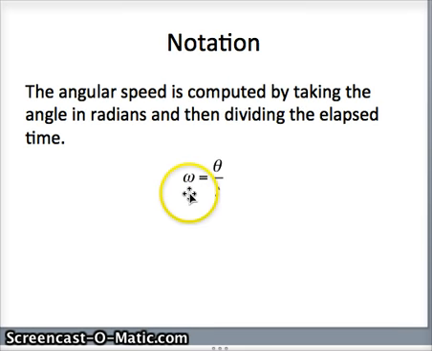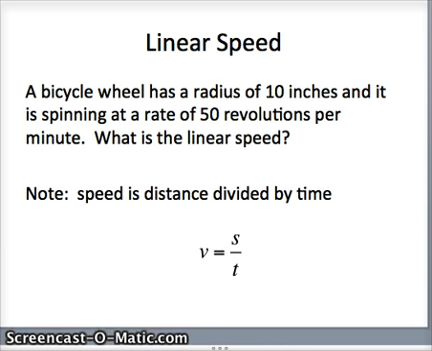So we use this notation for angular speed. This little omega, which looks kind of like a W, is the angle in radians divided by the elapsed time, which is what we did in the previous example. So that's relatively straightforward. Now, linear speed: how many miles per hour, or in this case, inches per minute, is this thing traveling? We know that speed is distance divided by time. So we'll say that this speed is s divided by t. Can we figure that out?